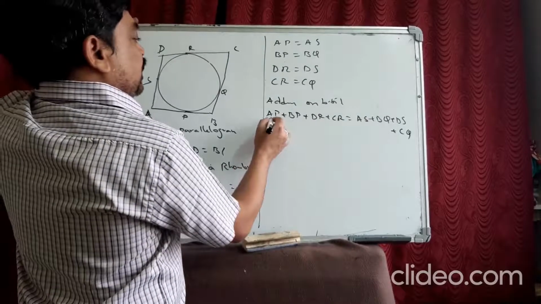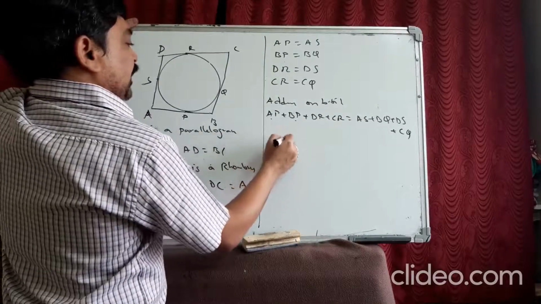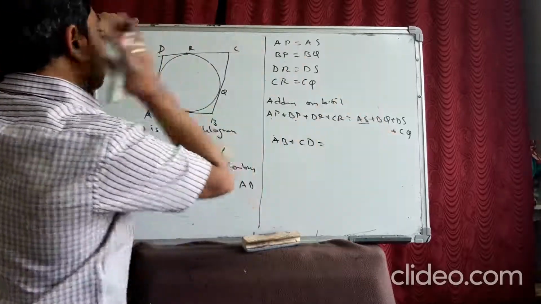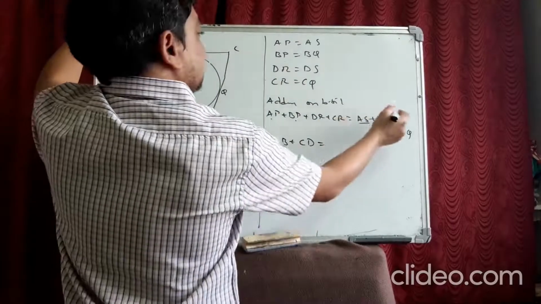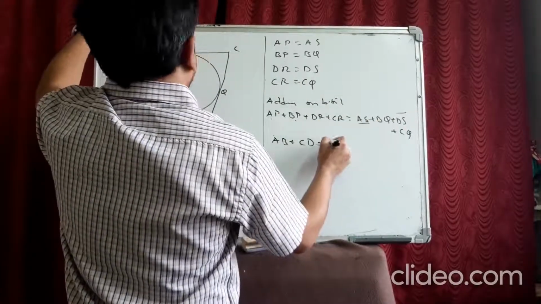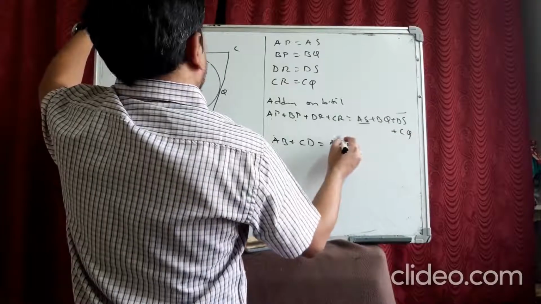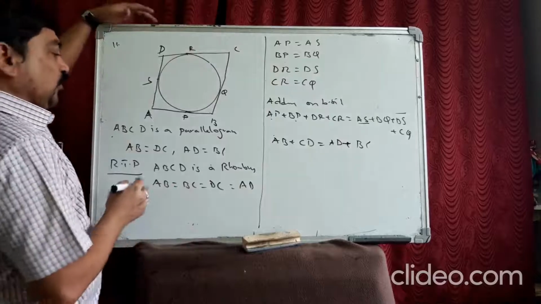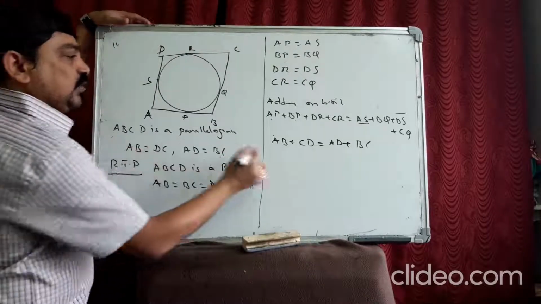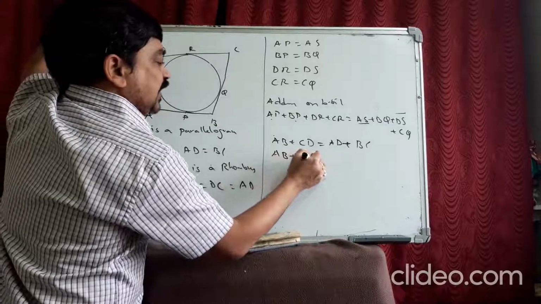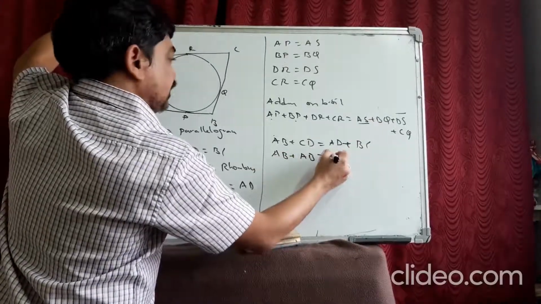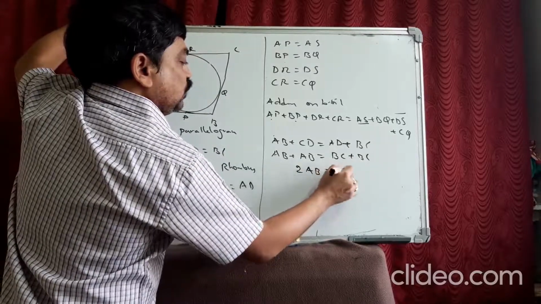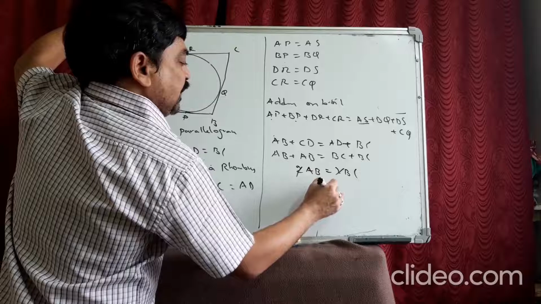Now, what happens? AP plus BP becomes AB, and DR plus CR becomes CD, and AS plus DS becomes AD, and BQ plus CQ becomes BC. But from the condition of the parallelogram, AB is equal to DC, no? So you can take it as AB plus AB, and AD equals BC, so BC plus BC. Now 2AB is equal to 2BC. That means AB is equal to BC.